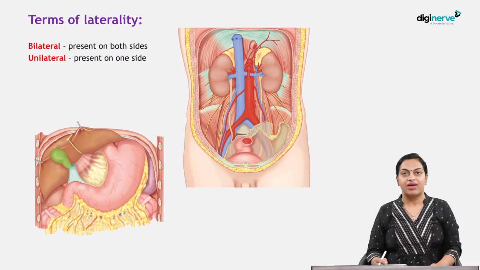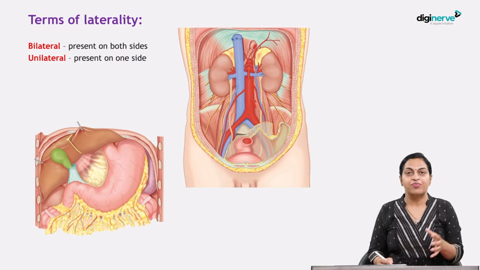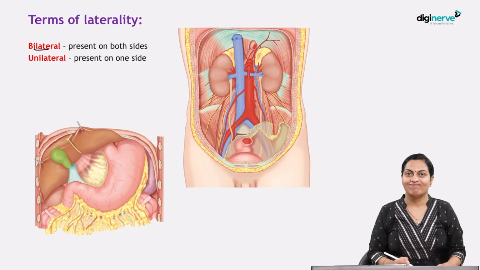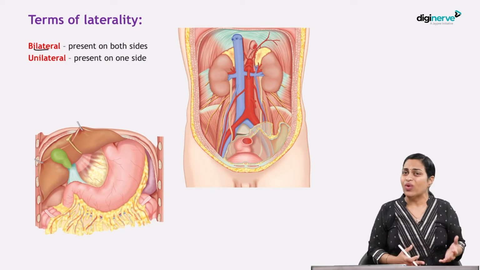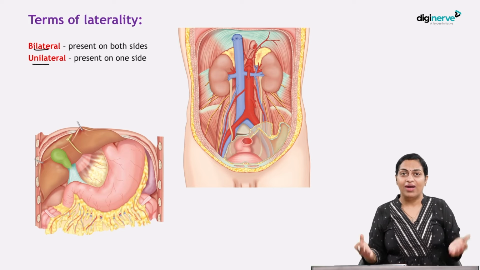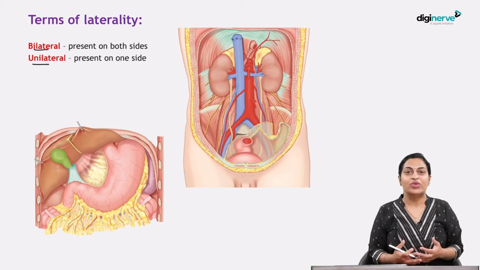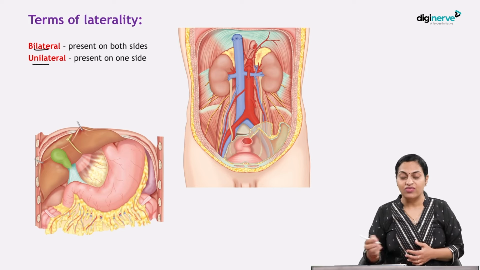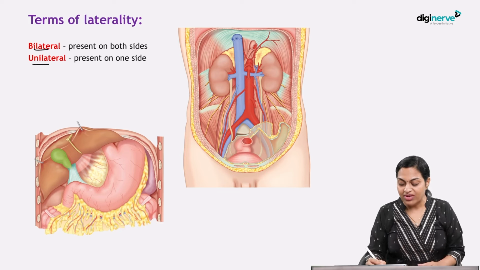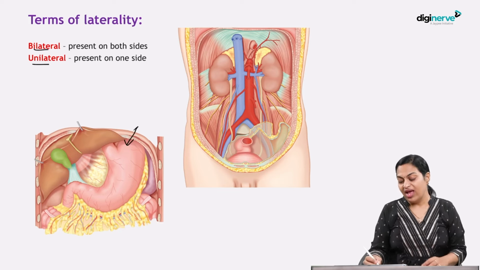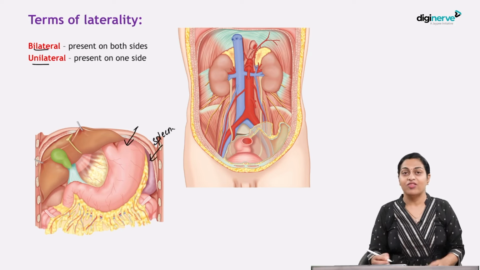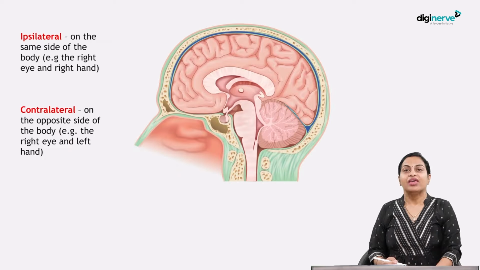Terms of laterality. When something is present on both sides, we call it bilateral, and only on one side, we call it unilateral. The lungs are bilateral. The heart is unilateral. In the abdomen, the kidneys we saw, right? Right kidney, left kidney, bilateral. The stomach is present on the left. And this one here, any idea what it is? The spleen. It's present only on the left side.